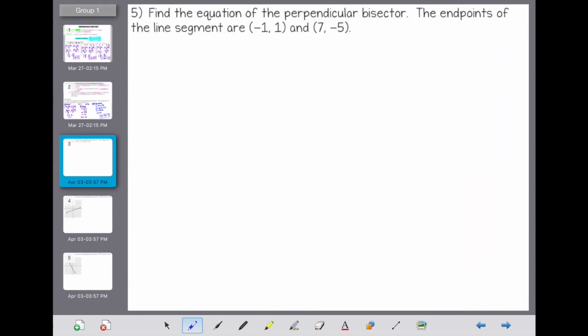Let's try this again in example 5. Find the equation of the perpendicular bisector. The endpoints of the line segment are (-1, 1) and (7, -5). So to recap, we had 3 steps. First was to find the midpoint. Our second step was to find the slope and then convert it so that it was perpendicular. And our last step was to write the equation of the perpendicular line. So for the endpoints, -1 would be x1, 1 is y1, 7 is x2, and -5 is y2.